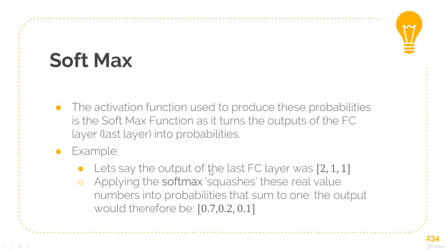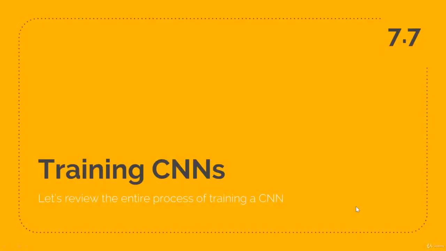So let's say the output of the FC layer was 2, 1, 1. Applying the softmax squashes these real value numbers into probabilities that sum to 1. So the output would now be 0.7, 0.2, and 0.1. So now that we've discussed all the building blocks of the CNN, which if we were to go over it now, would be the convolutional kernel, the ReLU, the pooling, and the fully connected layer with the softmax at the end. So how do we actually train CNNs? We're now about to move on to that section, which is 7.7.